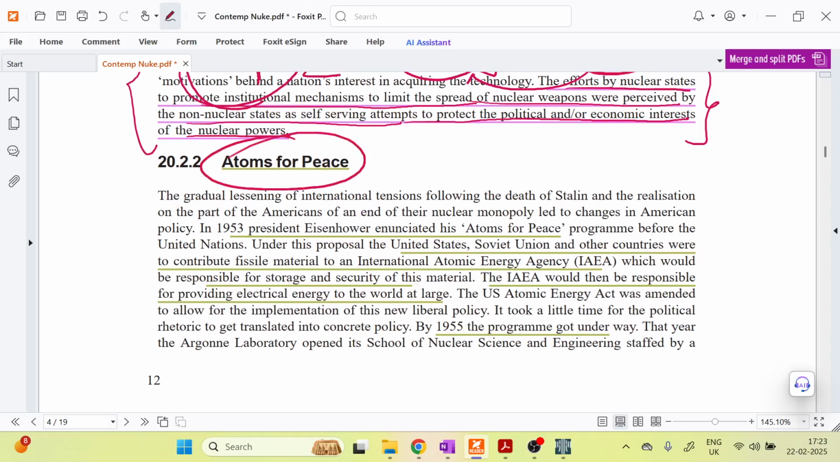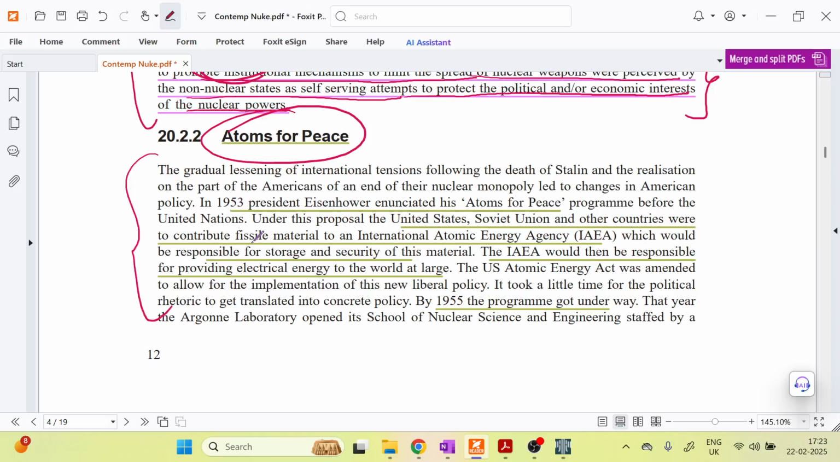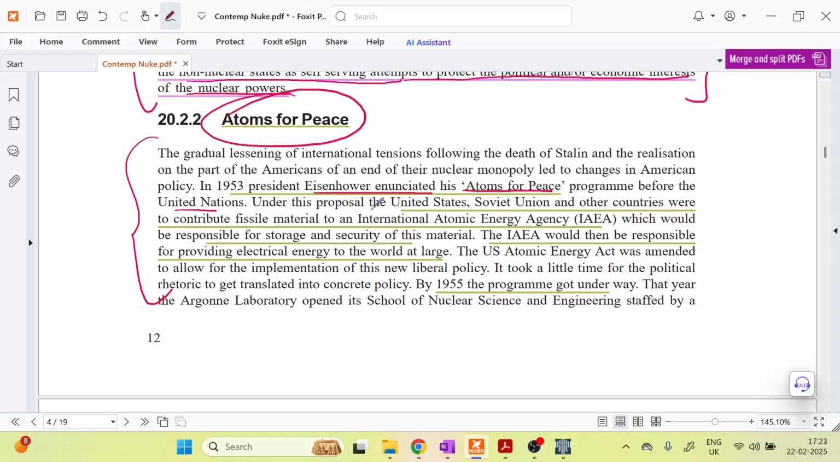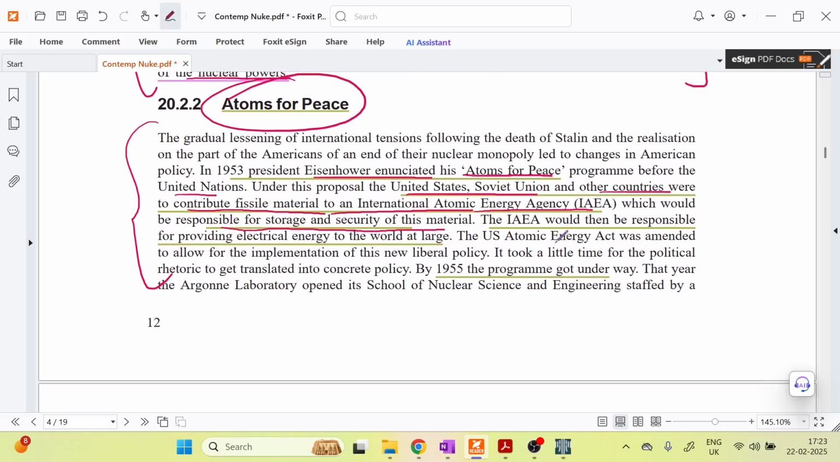Now let's look at Atoms for Peace. In 1953, President Eisenhower enunciated the Atoms for Peace program before the United Nations, and under this proposal, the United States, Soviet Union, and other countries were to contribute fissile material to an International Atomic Energy Agency (IAEA), and this agency would be responsible for storage and security of this material. This agency would then be responsible for providing electrical energy to the world at large.